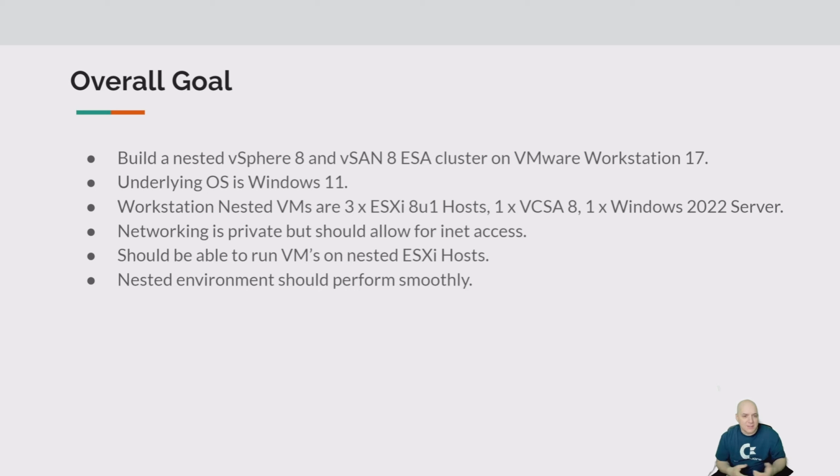Once that's established, then I create VMs. So I'll start with my Windows 2022 VM, which is my Active Directory controller, my VCSA 8 VM, right? I'll create that on Workstation. And then the 3 ESXi hosts.